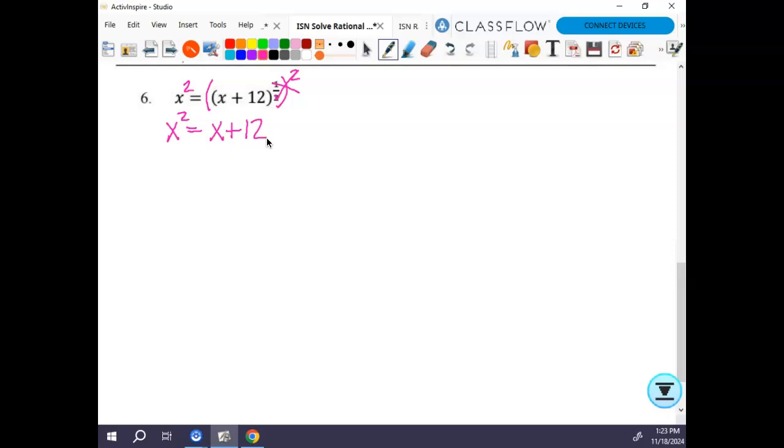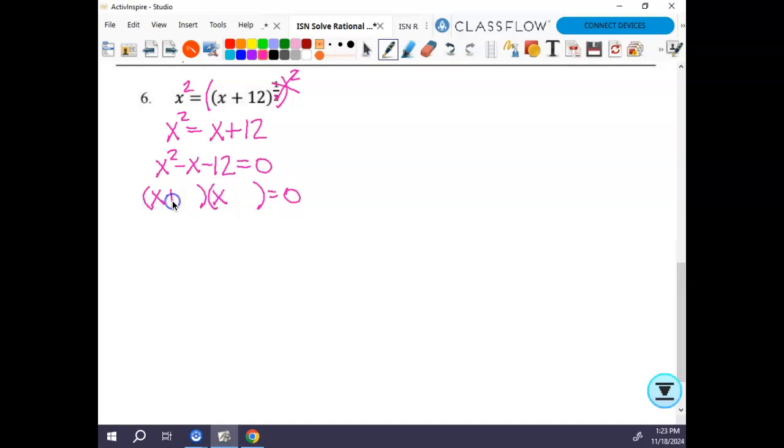The first thing you usually want to try is setting it equal to 0 and see if we can factor it, right? So I'm going to set it equal to 0. That means, and I want x squared positive. x squared minus x minus 12 equals 0. Then I want to see if I can factor it. If not, I might have to do some other things, but this looks like it's going to factor pretty nicely.